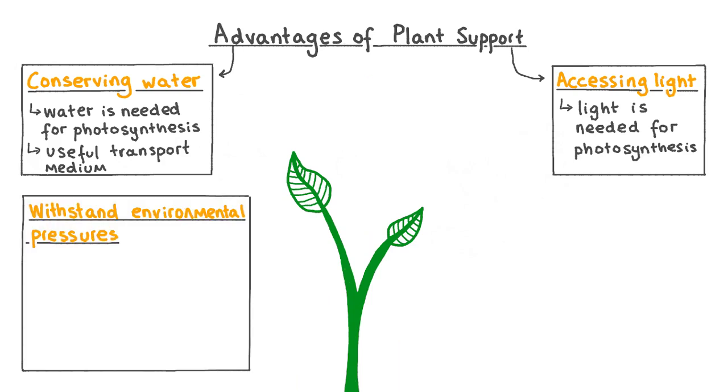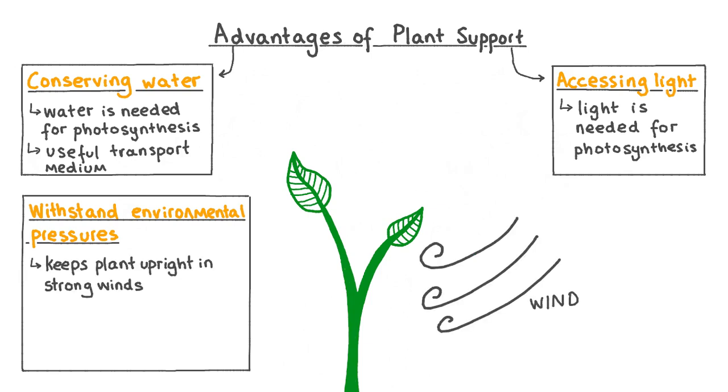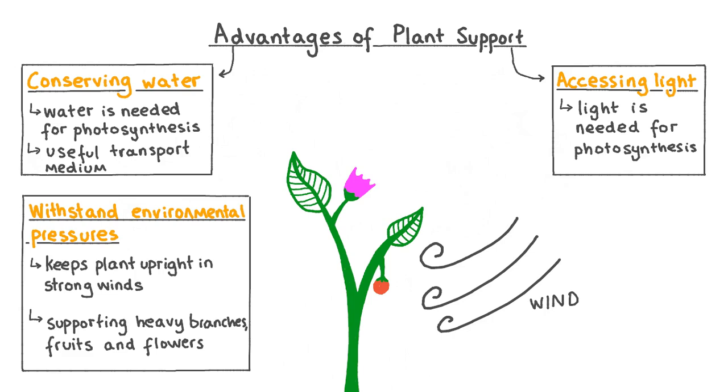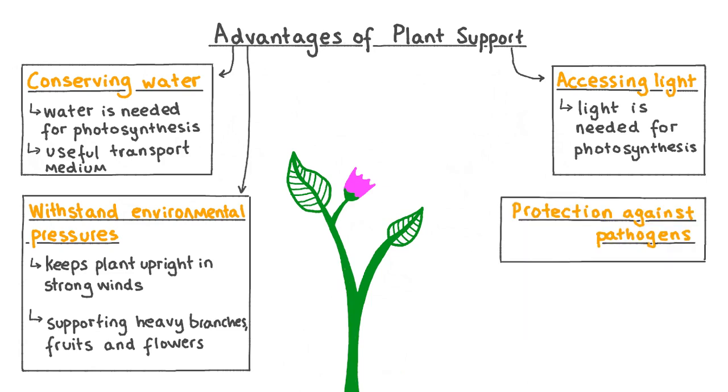Additionally, a strong stem allows plants to withstand environmental pressures. For example, strong winds. This can be especially helpful if the plant has heavy branches, fruits, or flowers that need to be supported. As if these fruits or flowers are knocked off a plant prematurely and fall onto the ground, they're not so protected from some herbivorous insects, rot, decay, and damage. And as we've mentioned, thick and impenetrable cell walls can be very useful in restricting the entry and movement of pathogens into the inner tissues of a plant.